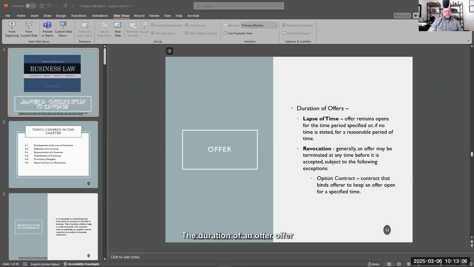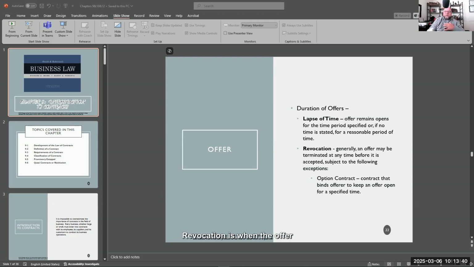The duration of an offer can be set by the person making the offer or the party making the offer. They can say that this is an offer valid for 5 days, 30 days, whatever it may be. Radio commercials and TV commercials will always say, limited time offer, that real fast voice at the end, which is the equivalent to fine print in a print ad, says, for a limited time, act now or whatever. That is what the lapse of time in it is.